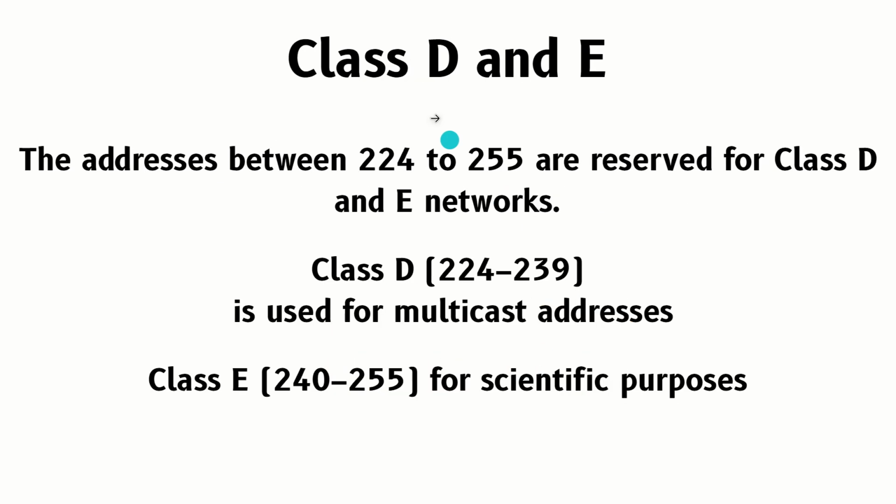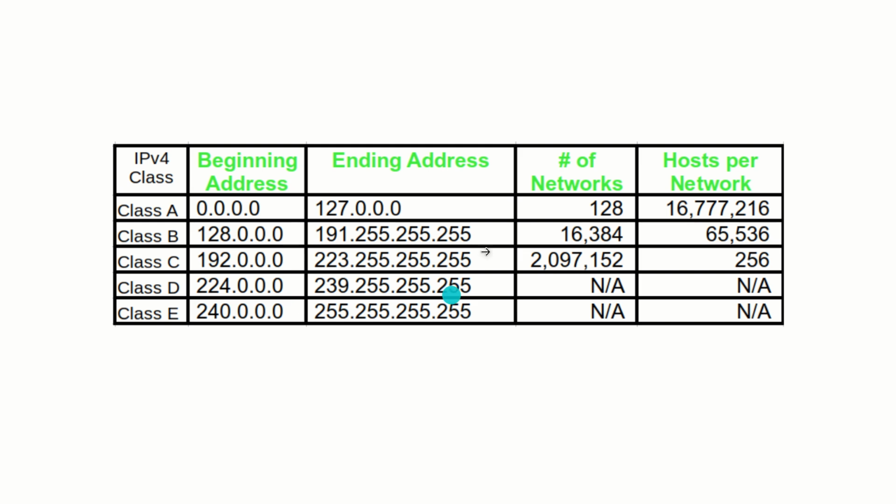If we talk about D and E, the addresses between 224 and 255 are reserved for D and E respectively. The class D range is 224 to 239, reserved for multicasting, and 240 to 255 is class E, used for scientific or experimental purposes. So these are the ranges for all the classes, but only A, B and C are actually usable for network devices. This is again a summary of the story.